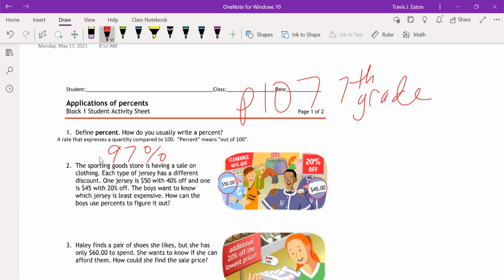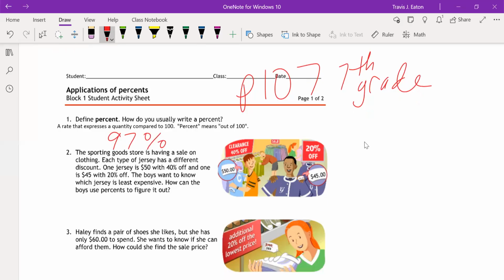97% would mean 97 out of 100. 88% would mean 88 out of 100. Now, of course, you don't always have 100 of something. So that's why percentages work out really cool, because you can say, if there were 100, this is what it would be. And so everybody begins to understand what percent really means.